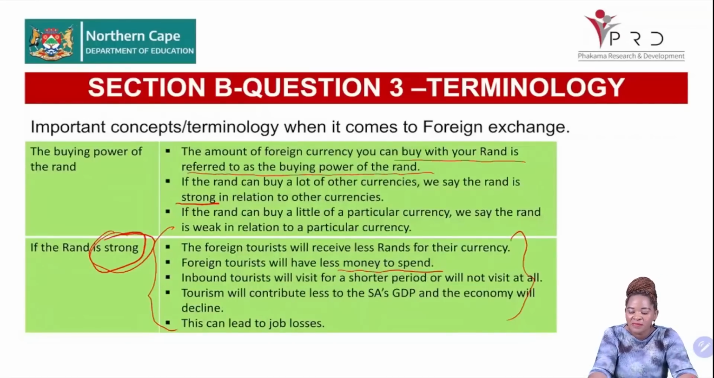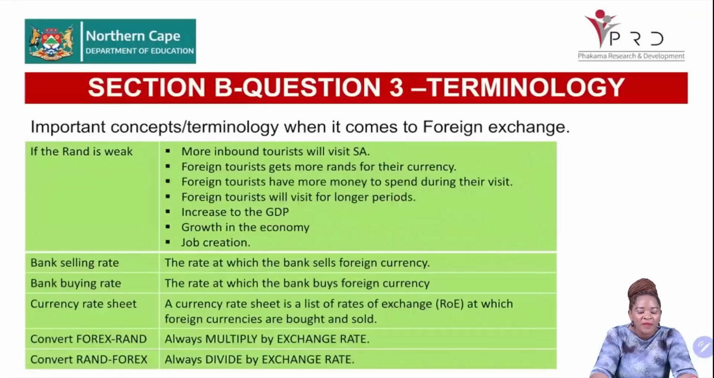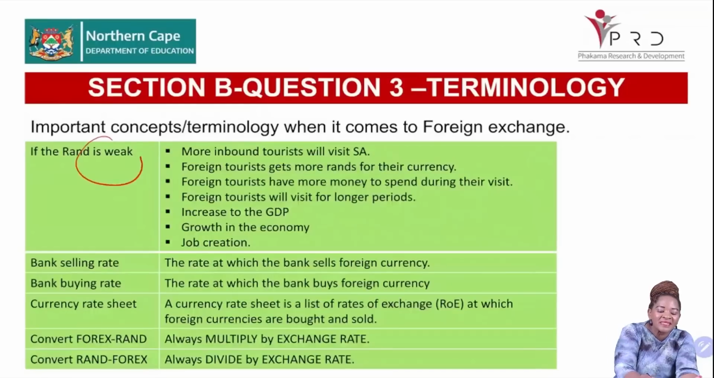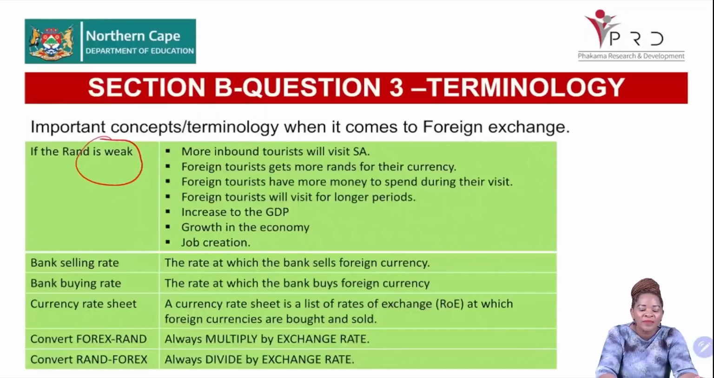And what happens when the rand is weak? More inbound tourists will visit South Africa. Foreign tourists get more rand for their currency. Foreign tourists have more money to spend during their visit. Foreign tourists will visit for longer periods, increasing the GDP. All of these will happen when the rand is weak. And in tourism, when the rand is weak, we know that we're making more money because we're receiving more tourists. We are not saying the rand must be weak, but we are saying in tourism, it is actually a benefit to us.